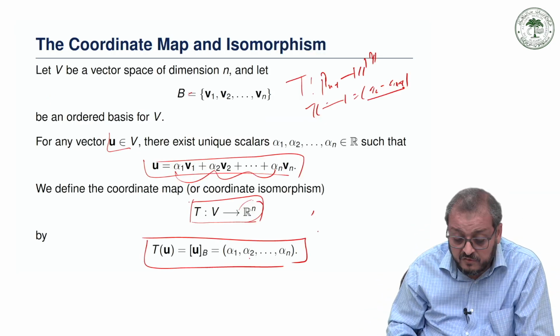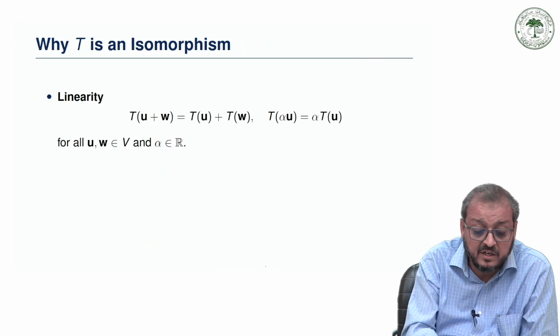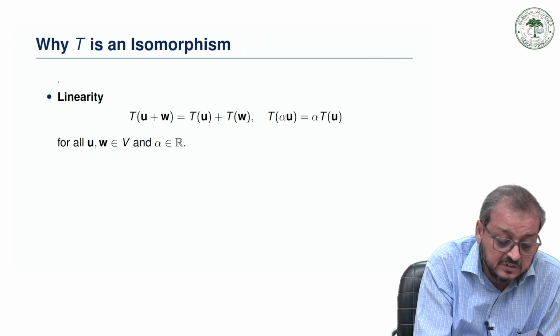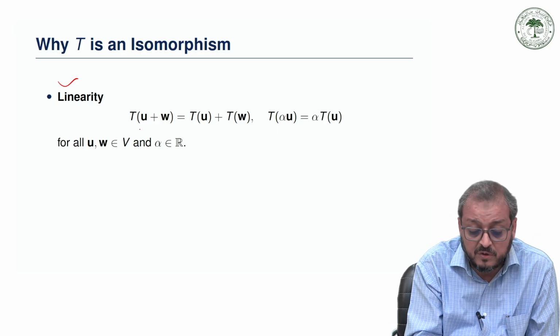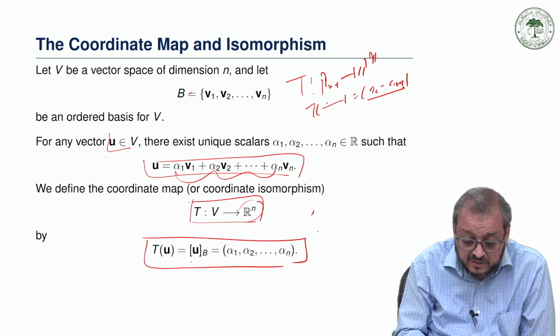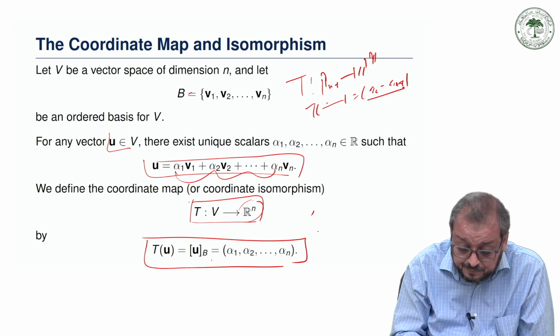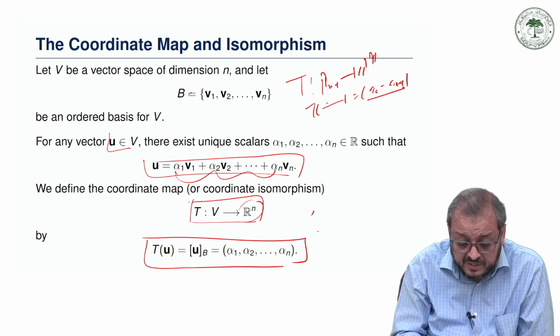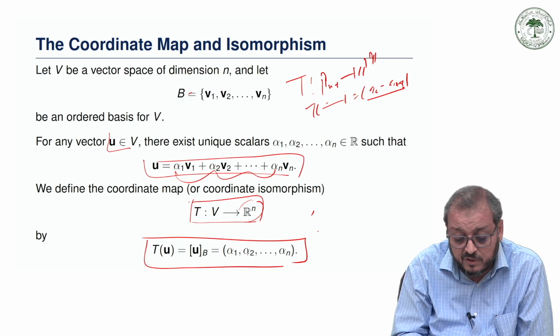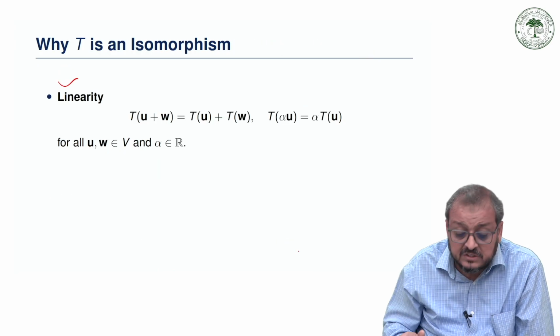Clearly, we can show that T is linear. Why is T an isomorphism? But first, linearity. Why is it linear? Because T of u plus w is equal to this, and it clearly satisfies both conditions. Take two vectors alpha 1, alpha 2. So, we have T of u plus v, corresponding to u plus v, alpha 1 plus beta 1 and so on. So, this is clearly satisfied.